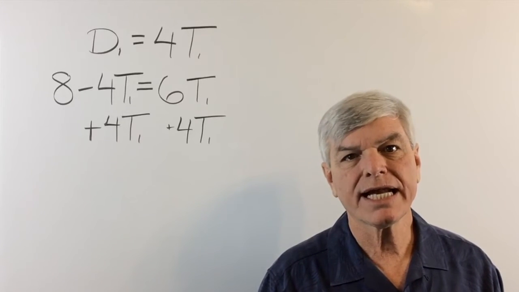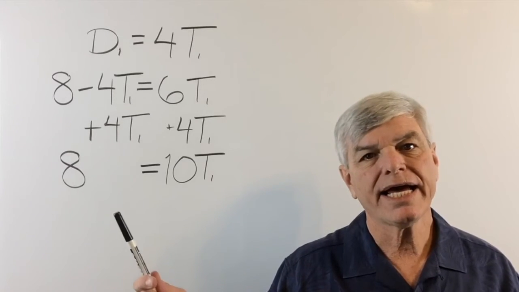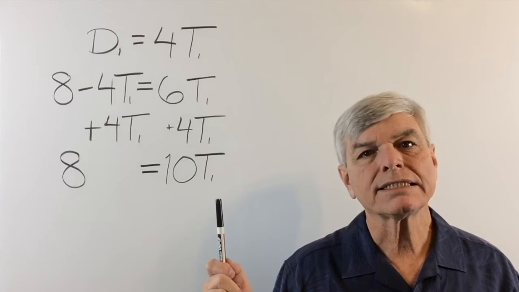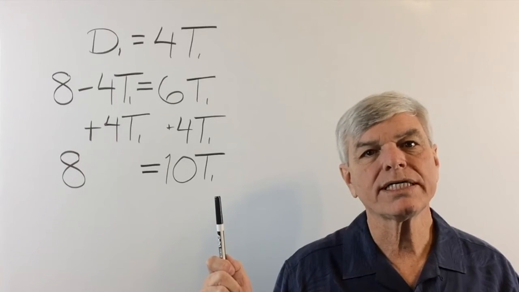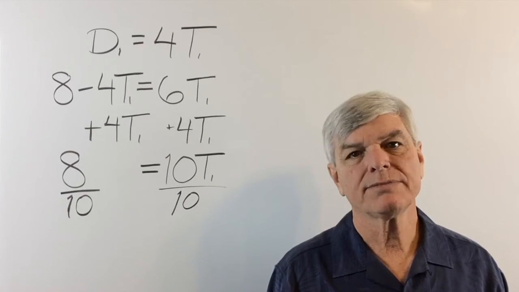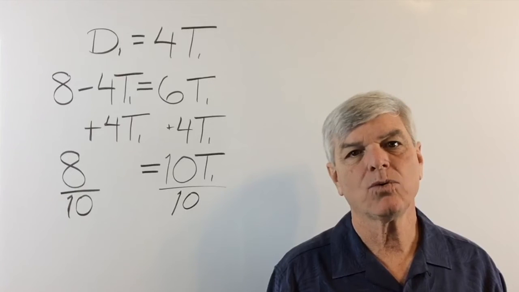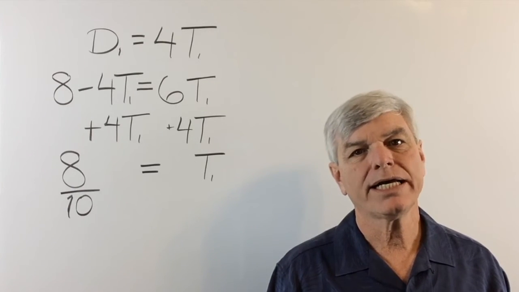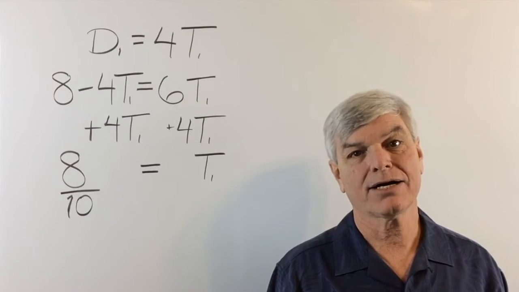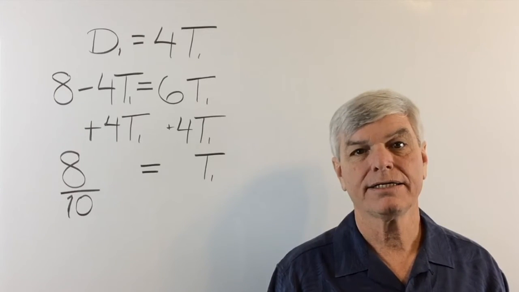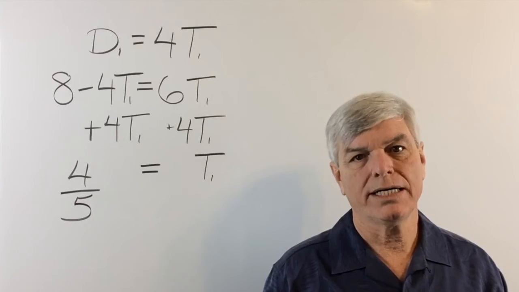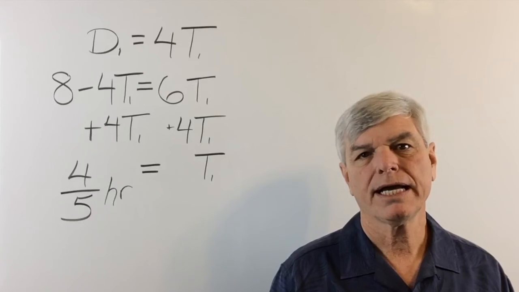So let's bring everything down. Bring the 8 down, the t1's zero out here. And 6t1 plus 4t1 is 10t1. Divide both sides by 10, and that will isolate our T1. And T1 equals 8/10, right? Oops, you already know that's not correct. We got to reduce that. And T1 equals 4/5. 4/5 what? Of an hour.